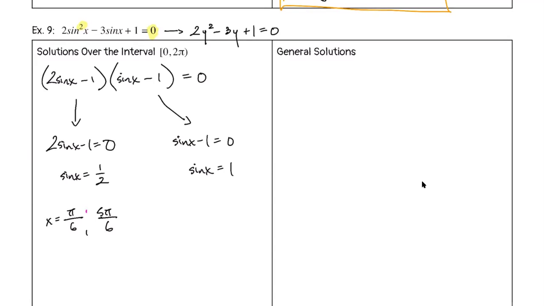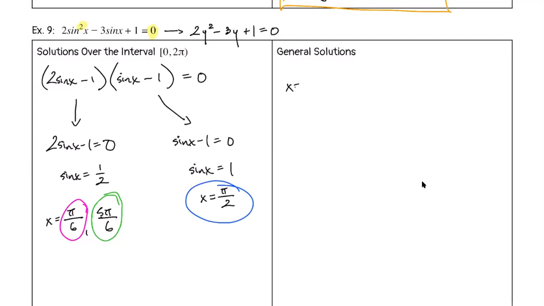So we're going to have one that we'll write as a general solution. We'll have another one that we're going to add 2 pi k to. And then let's finish solving this last piece, sine x equals 1. Well, that happens when x is pi over 2, okay? And this one is also not exactly halfway across the unit circle from any of the other ones. So what that means is we'll have 3 general solutions, okay?